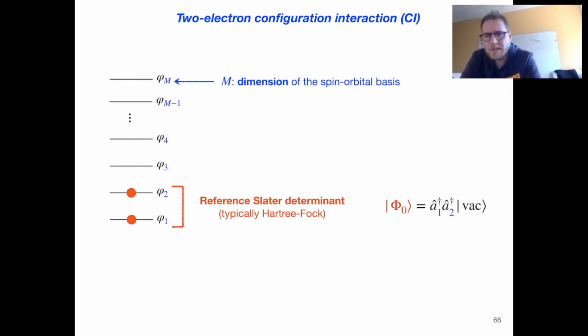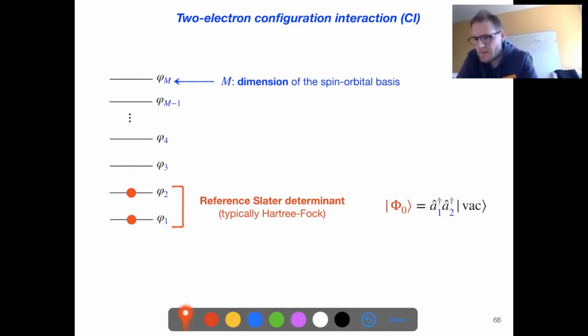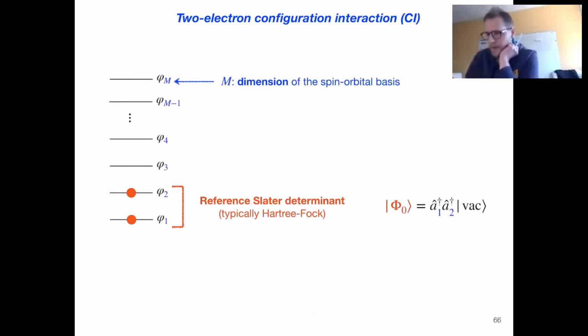So in this simple example, if I run Hartree-Fock, I pick up the two spin orbitals, and I just put my two electrons into these spin orbitals. So this will be what I will call my reference. In second quantization, it's written simply like that: I have the vacuum, and I create the two electrons. The first one in spin orbital phi 2, and the second one in spin orbital phi 1.